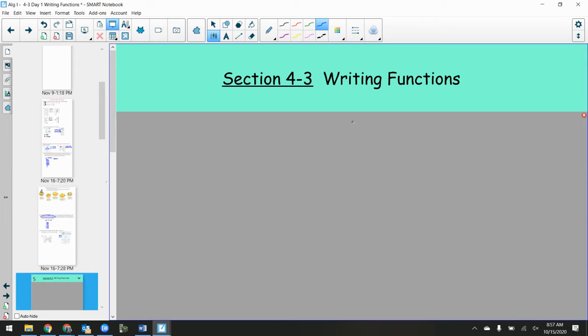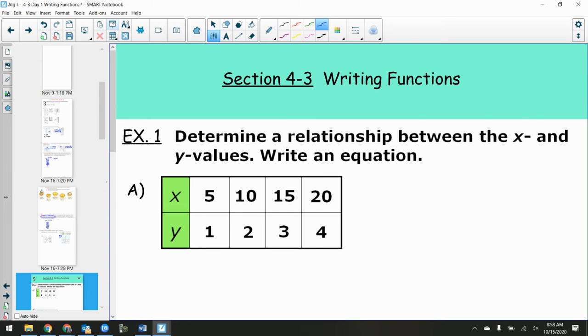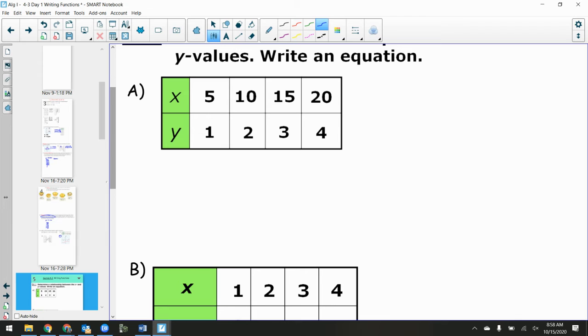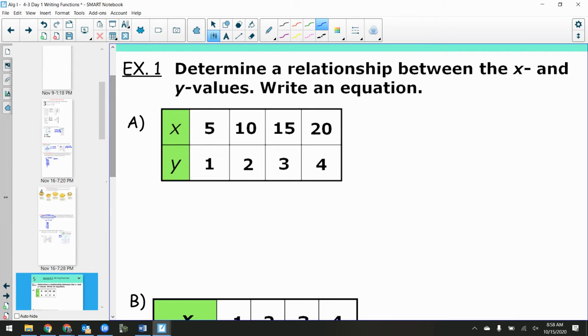All right. So section 4.3 is now writing the functions, creating the functions. Okay, so first thing we want to do is determine the relationship between the x and y values. What type of relationship do you see? How do I get from x to y? If I plug in x, what do I do to it to get to y?